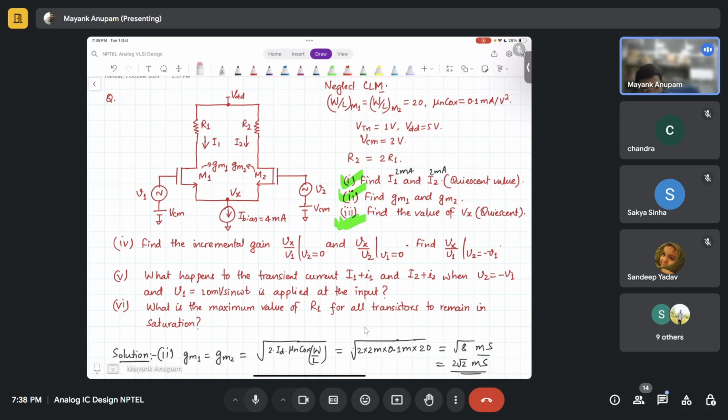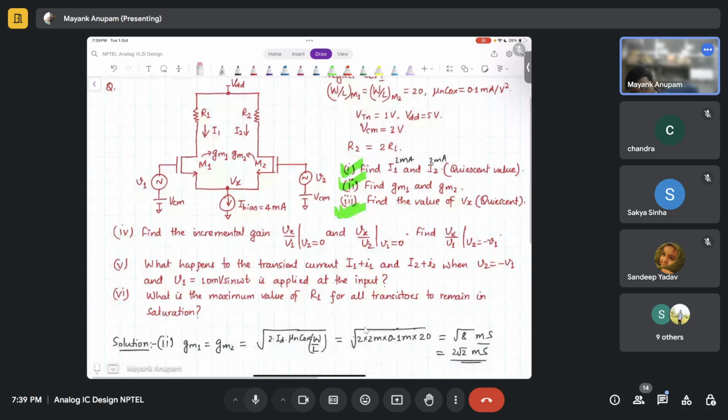So use that knowledge of yours, which you have gained starting from the starting of the course, to find out incremental gain, and just use this and find out, because I'm not going to solve this.